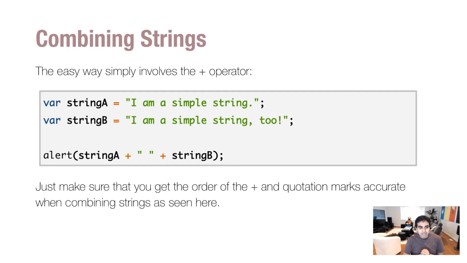So the easiest way of doing that is by using the plus operator. So take a look at the alert statement below. I have string A plus, and in this case, I'm also including a string literal that is just placed in there for the space character, because if I didn't do this, my combined string would literally be I'm a simple string, period, with no space, and the next string will begin, which looks kind of odd. So I'm also concatenating the plus of my string A with the space character, and then concatenating that with string B.